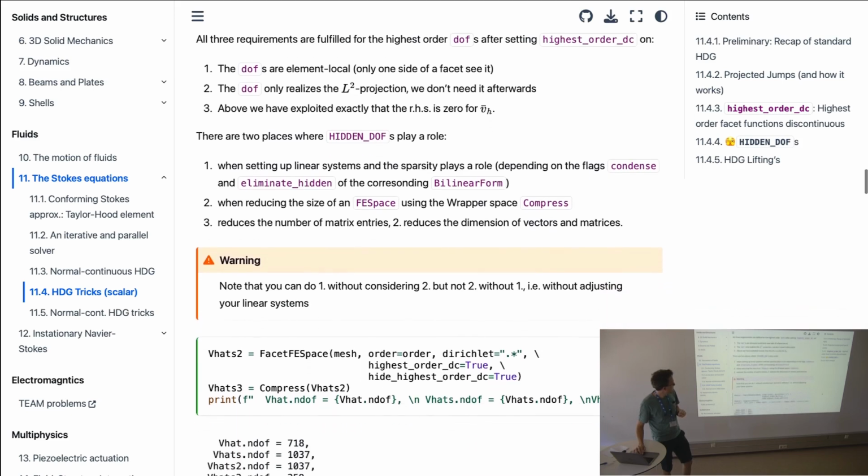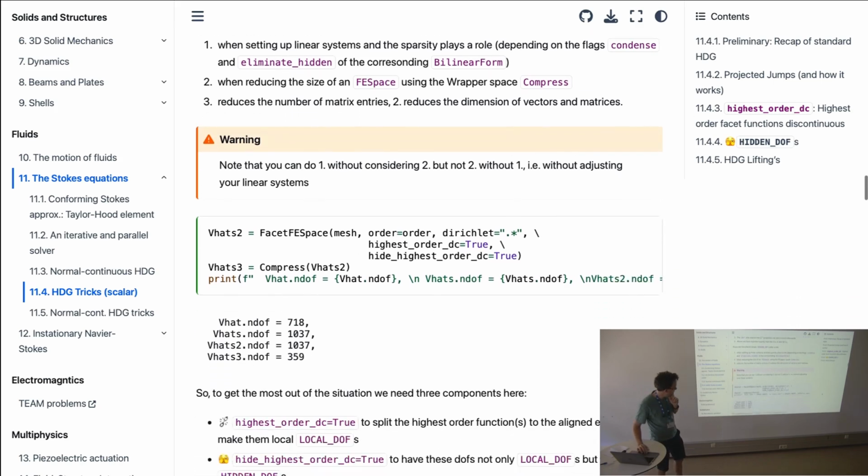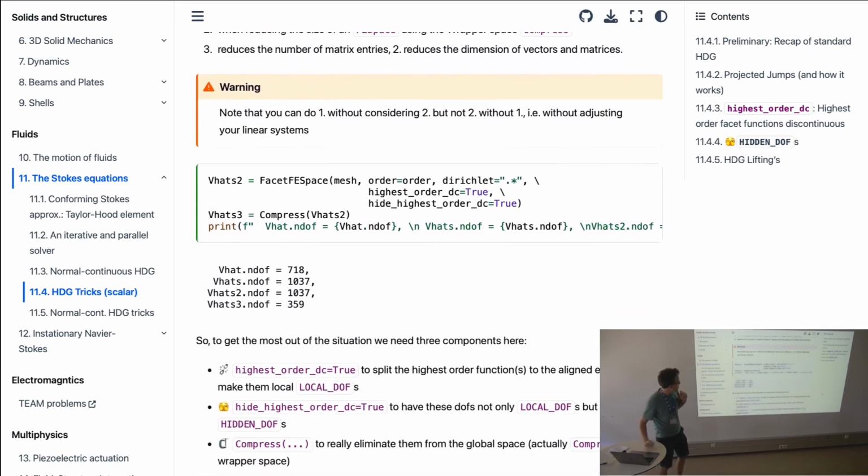Okay, so where does it play a role? Let's perhaps do this in the other order now to speed things up a bit. What you now see is we introduce two other finite element spaces. One has the highest order C, and a new flag that says hide highest order discontinuous. That means these special degrees of freedom are now getting this hidden DOF flag. And then we do the compress. This is a wrapper that says I essentially remove these unknowns from my vectors to get a smaller vector and smaller dimension in my linear system.